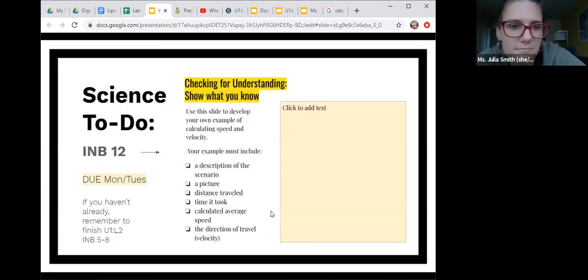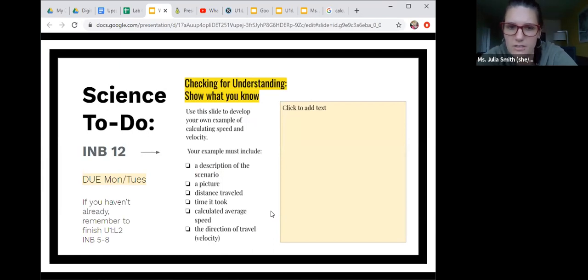Your homework is due on Tuesday. INB slide 12, you are coming up with your own example of calculating speed. So in your example, I want you to have a description of the scenario, kind of like me saying you had to calculate from Kenmore to the mall. Maybe you're going to Disneyland. Maybe you're going to a friend's house. Maybe you're going to your parents' house. Maybe, I don't know, going somewhere.